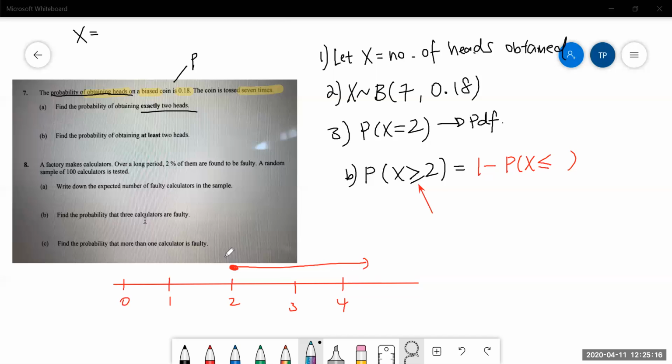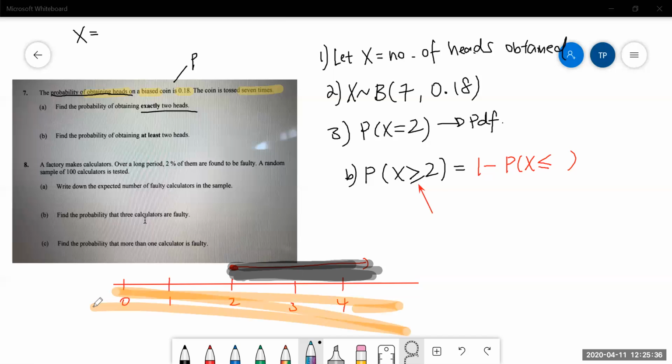If you're still confused, look here. This is the probability that we want, this whole portion. To get this portion, we are going to use 1, which is the whole probability, minus away the probability of X in this portion.